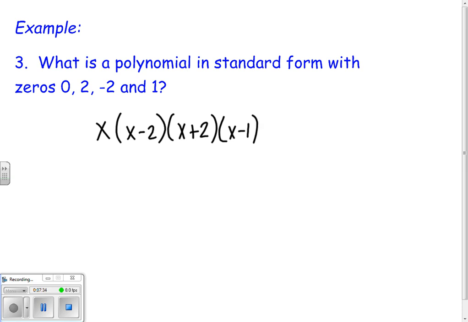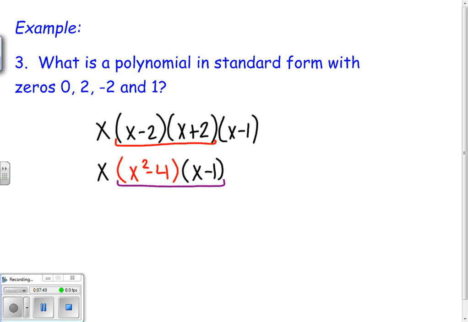All right, I'm actually going to let this x here and let the x minus 1 on the back. I'm going to work with these two first because they're opposites. They're going to give me x squared minus 4. Difference of squares. Now I'm going to FOIL these two and let this x out front. So x squared times x is x cubed. X squared times negative 1 is a negative x squared. Negative 4 times x is a negative 4x. And negative 4 times negative 1 is a positive 4.